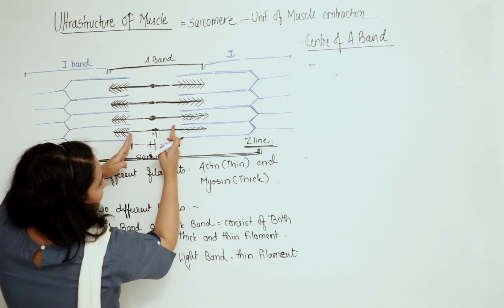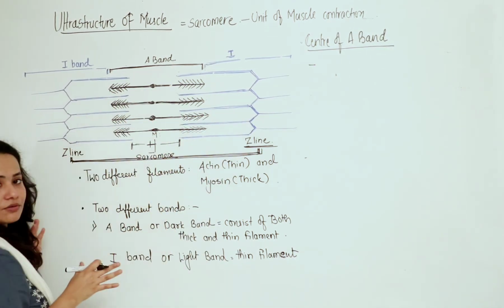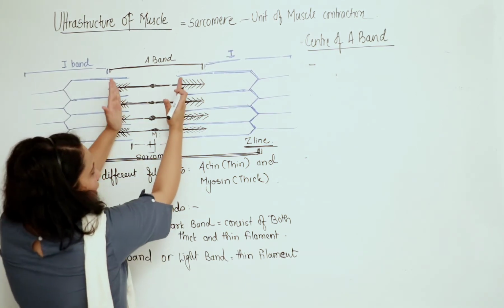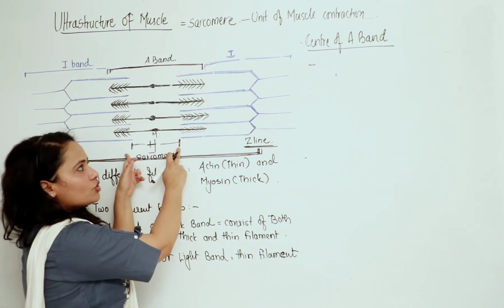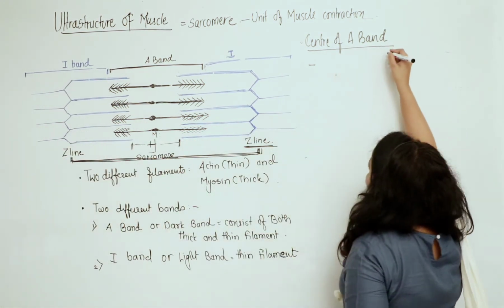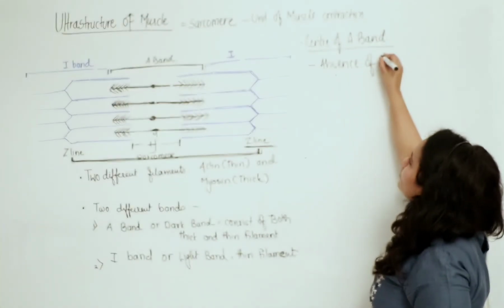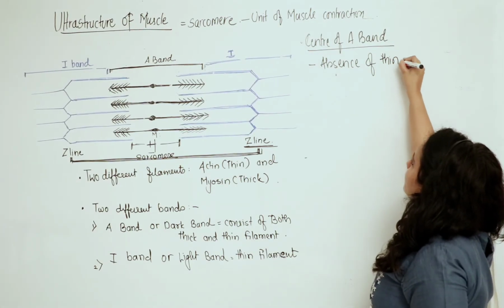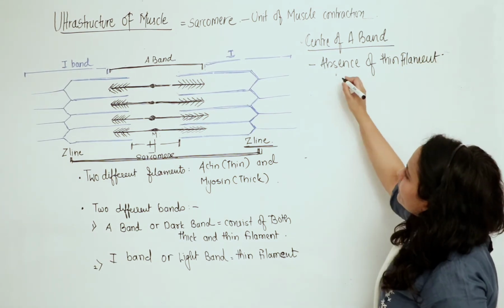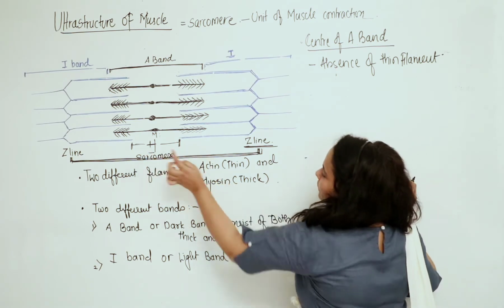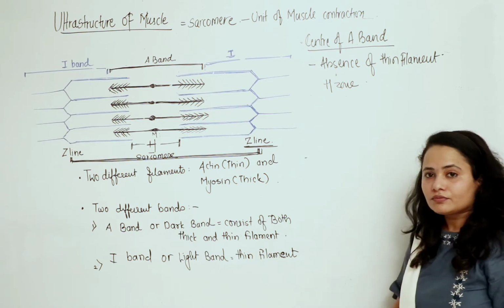A band के सेंटर में थिन फिलामेंट्स नहीं हैं, only thick filaments are present. So इस एरिया को हम कहते हैं H zone. What do we call it as? H zone. So in the center of A band there is absence of thin filament, और इसे हम कहते हैं, this particular area is known as H zone.